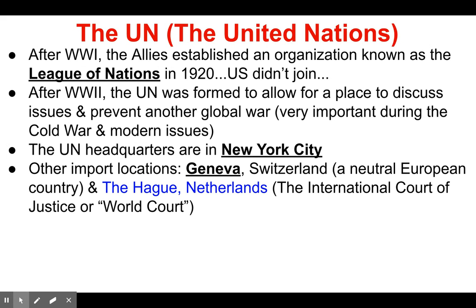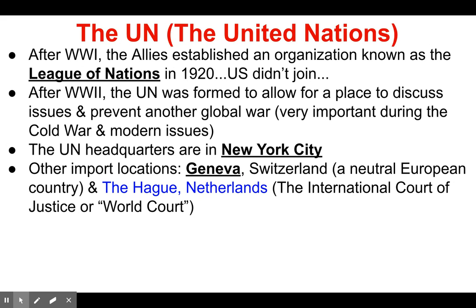Okay. There are some other important locations that are associated with the United Nations. Switzerland is seen as the most neutral country on the planet Earth. The two biggest wars in the history of the world, World War I and World War II, took place in Europe and other places, but kind of focused on European powers that were fighting each other. And Switzerland, right in the middle of Europe, stayed out of both conflicts. And so Geneva is a city in Switzerland, and it's seen as one of the headquarters of the United Nations.